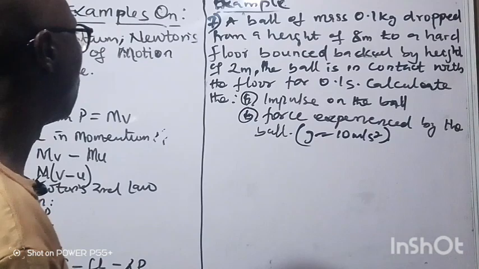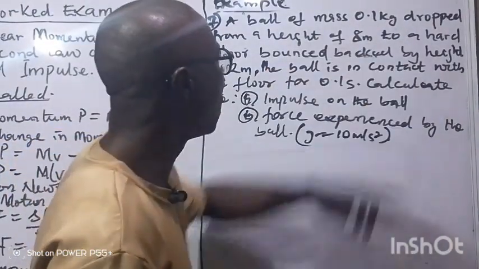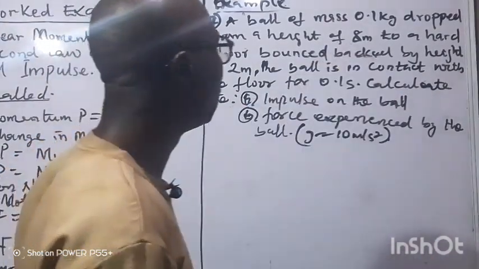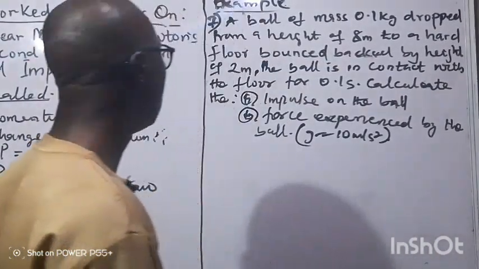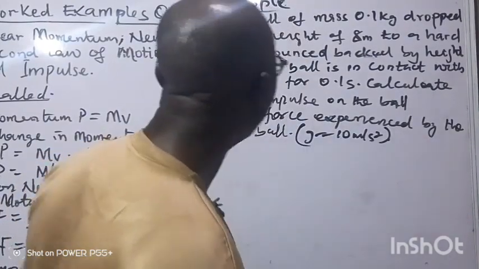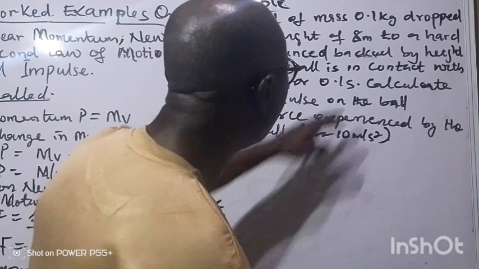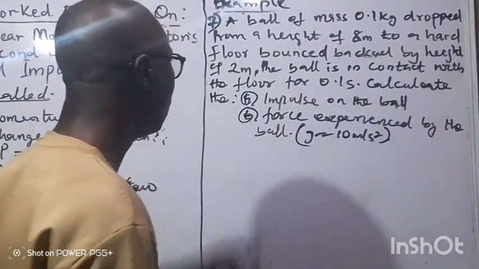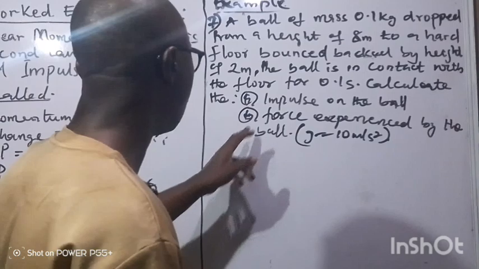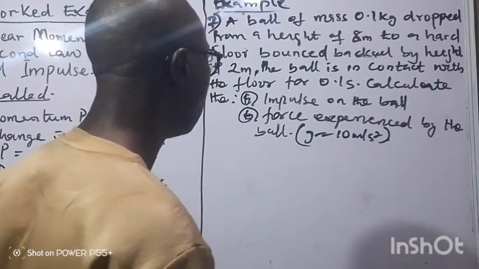Let's take this one as question 7. A ball of mass 0.1 kg is dropped from a height of 8 meters to a hard floor, and bounces back to a height of 2 meters. The ball is in contact with the floor for 0.1 second. Calculate: 1. the impulse on the ball, 2. the force experienced by the ball.